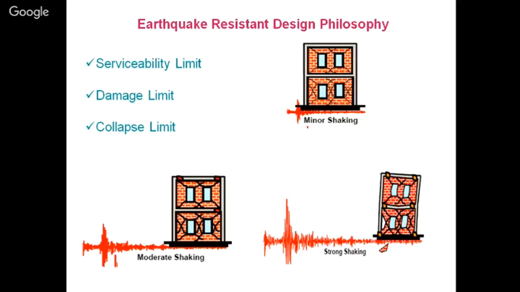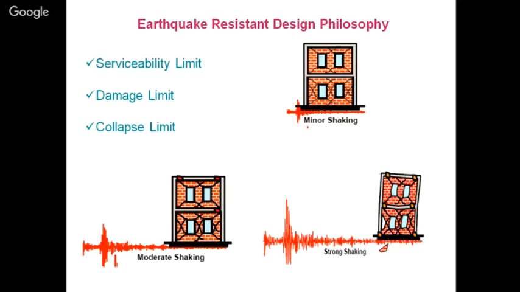So in that case, we need to evaluate and calculate the earthquake load depending upon the serviceability limit state, damage limit state, or collapse limit state. So at what stage, till what stage can we allow the structure to deform and have its damage pattern? You can see here that minor shaking is going to contribute just a little bit of small cracks. Moderate shaking is going to aggravate and increase the cracking pattern.